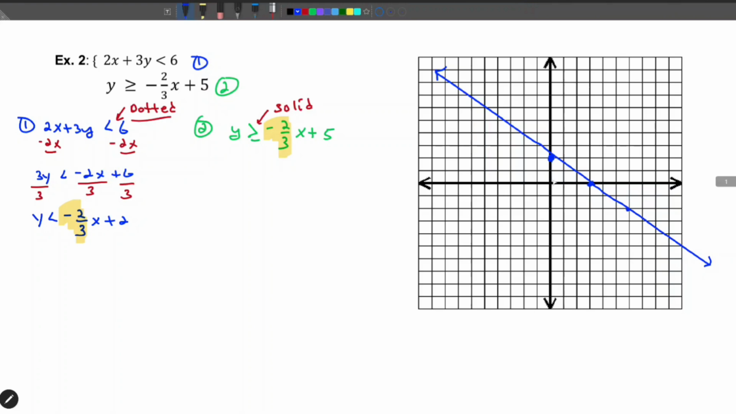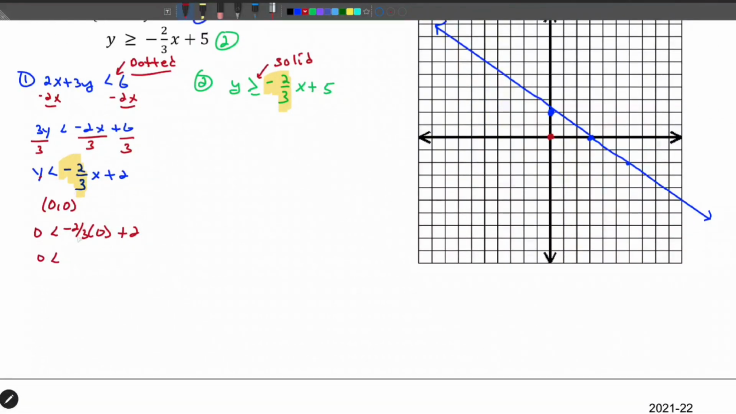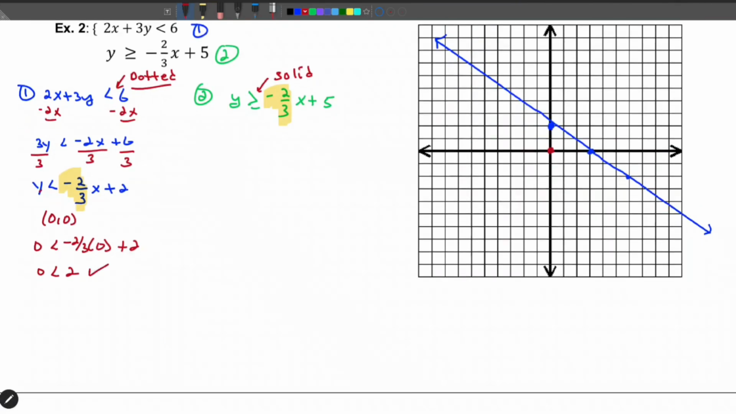That's okay. Again, I'm going to try my favorite test point in the world, which would be 0, 0. Makes life easy. When I do my 0, 0, I want to see what kind of statement I get. I plug in 0 for y, and we get 0 is less than -2/3 times 0 plus 2. -2/3 times 0 is 0, plus 2 is 2. And we get a true statement. So this is true. We're going to shade below it.